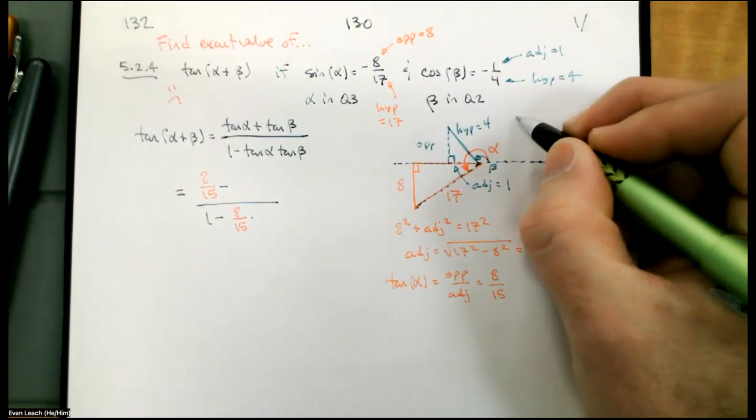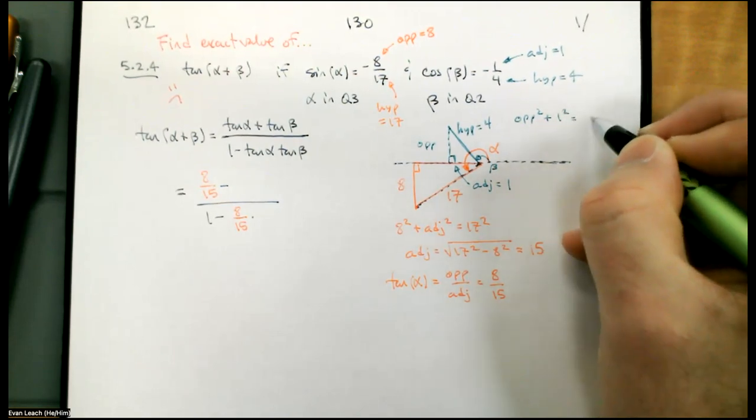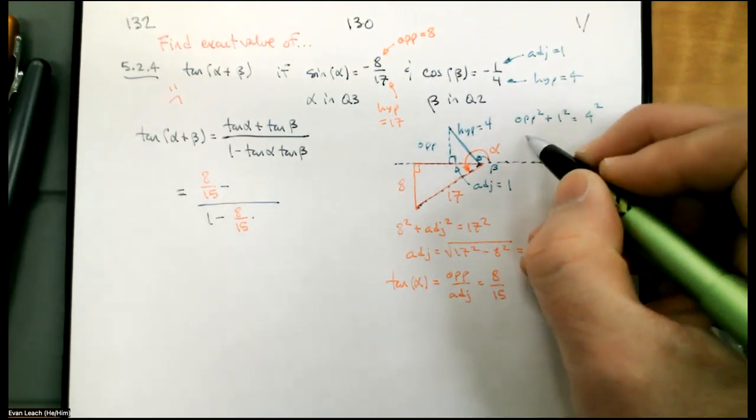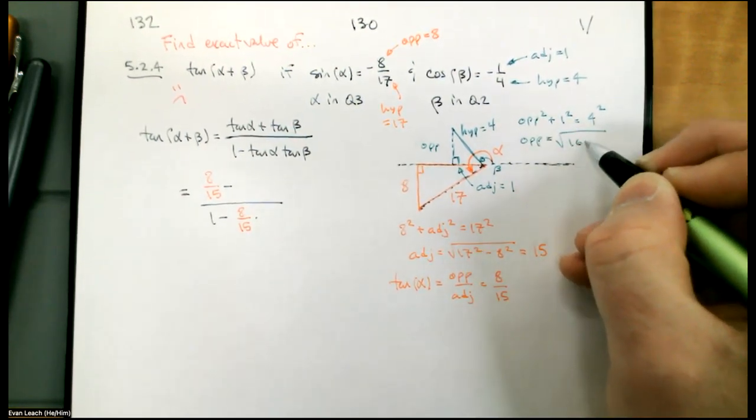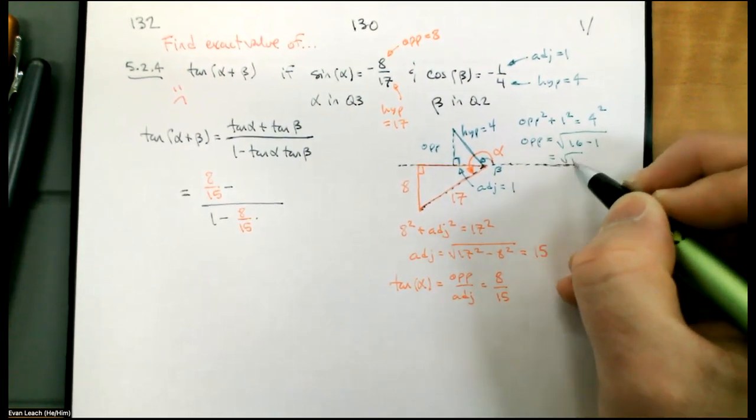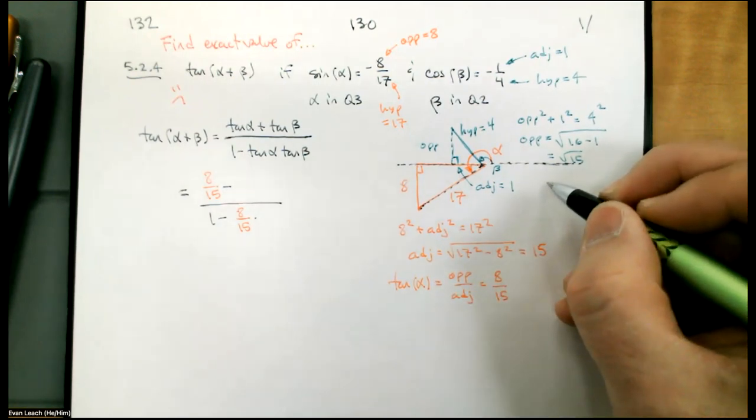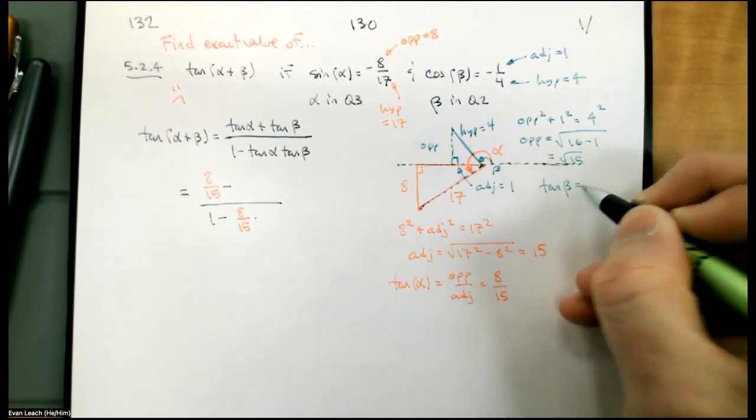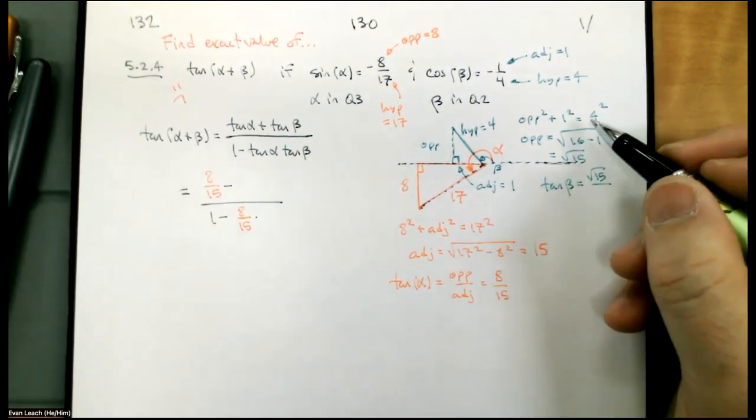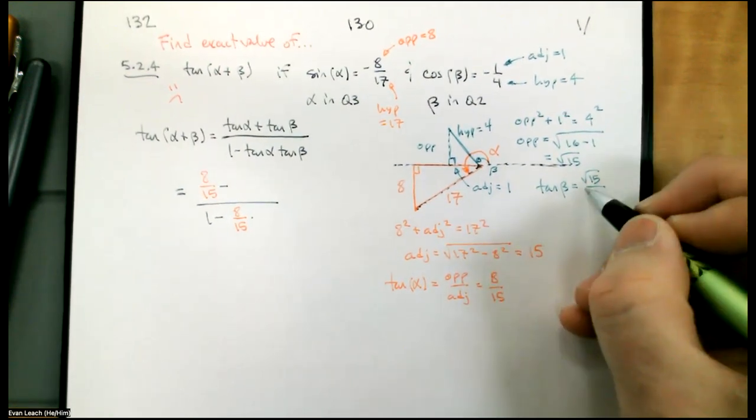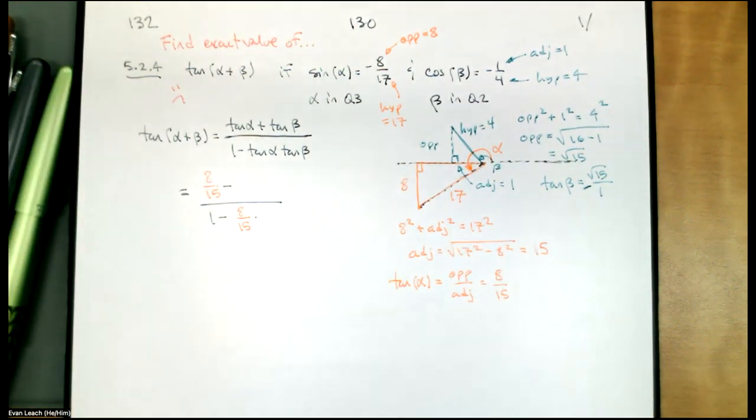So I'm going to do opposite squared plus adjacent squared is hypotenuse squared. So the opposite will be the square root of 16 minus 1, so the square root of 15. So from here, I can calculate tangent of beta as opposite over adjacent. And I'm going to use the negative because tangent is negative in quadrant 2.